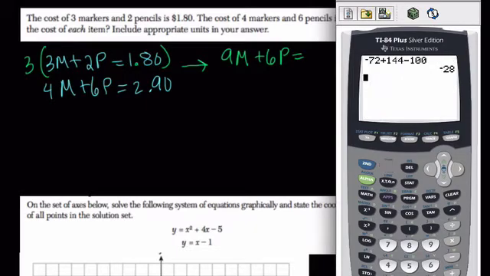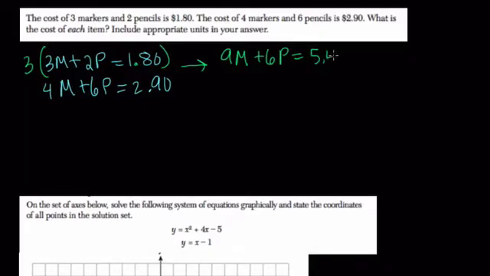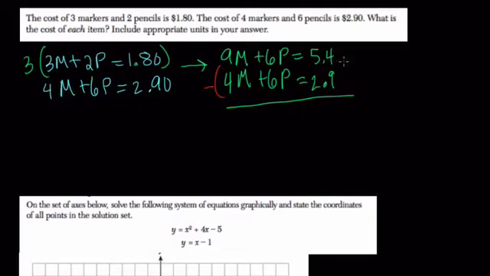You have the graphing calculator at your disposal. We can do 1.8 times 3 as well. 5.4. Okay, so $5.40. And then 4m plus 6p equals 2.90. So now what we've done is we can cancel out. Subtract the second equation from the first.